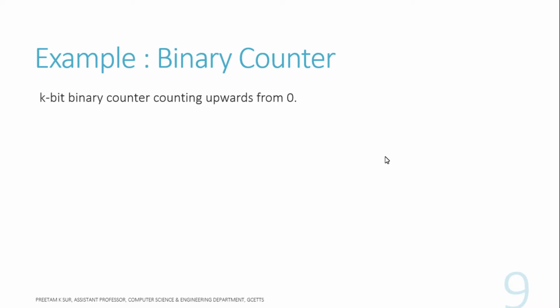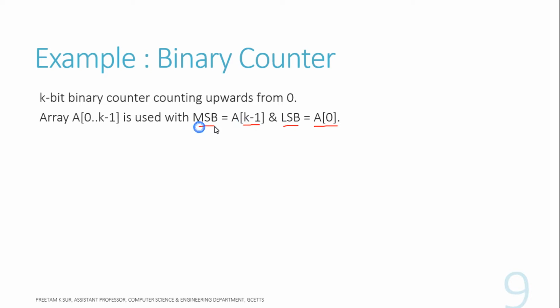Now the question is, how can we represent the k-bit binary counter? So how will the k bits be represented? The k bits will be represented by an array of size k. Now the array will be indexed from 0 to k minus 1, and as you know, any binary string will have an MSB or most significant bit and an LSB or least significant bit. So in this configuration of the array, we'll consider A0, the 0th element, as our LSB, and the k minus 1 element, the last element, as our MSB. So we'll have an array of size k to represent a k-bit binary counter.